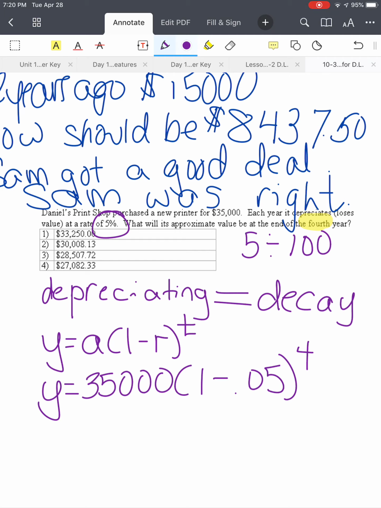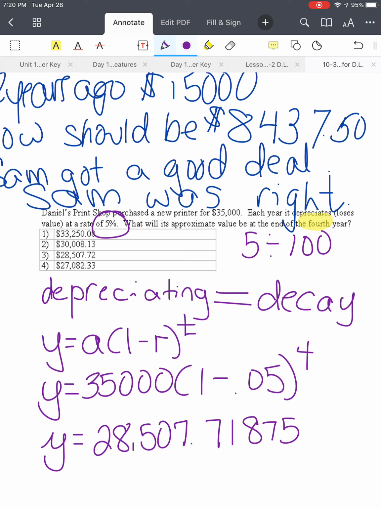Give you a second to do that. We do get a number, 28,507.71875. Now it's not an issue at all. We can see that it is choice 3.